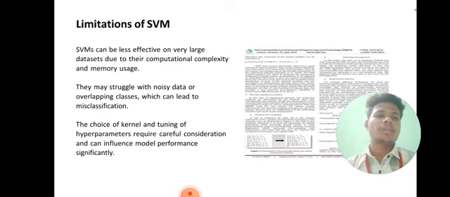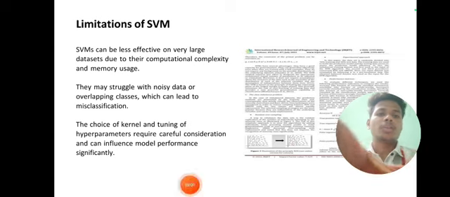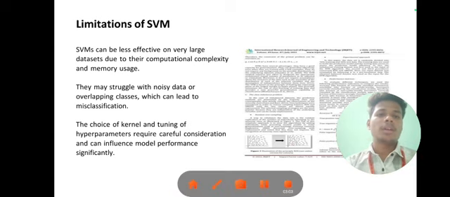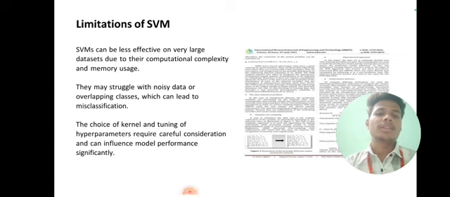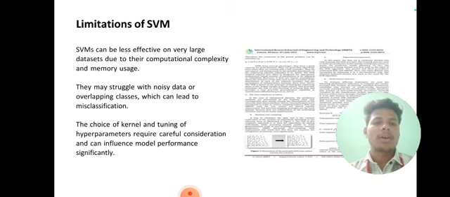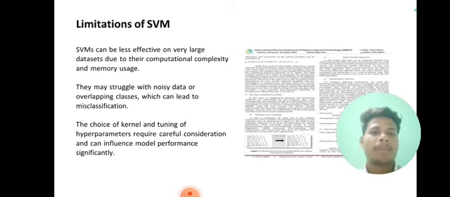The limitations of SVM. SVM can be less effective on very large data sets due to their computational complexity and memory usage. They may struggle with noisy data or overlapping classes, which can lead to misclassifications. The choice of kernel and tuning of hyperparameters require careful consideration and can influence model performance significantly.